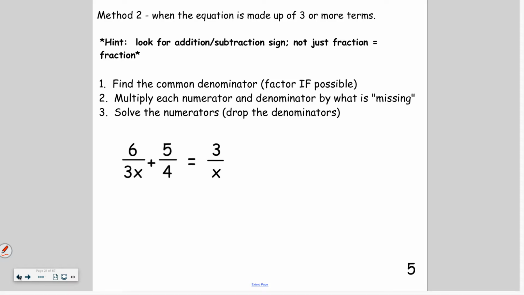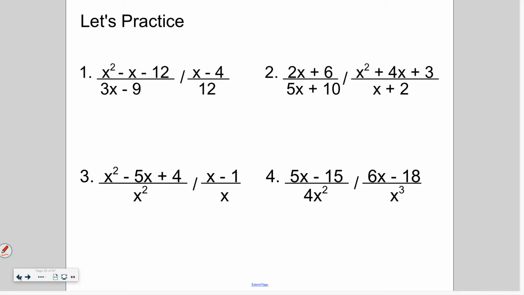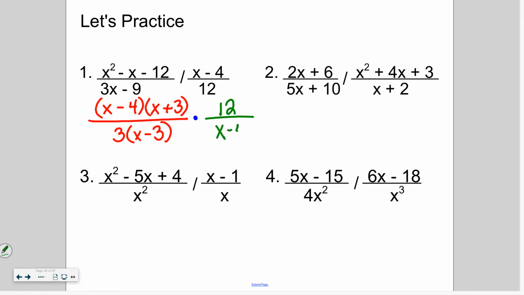All right, so if I look at this first one, I'm going to keep that first one. I'm going to go ahead and factor as I'm doing this. So x minus 4, x plus 3 over 3 is what I can take out. So x minus 3. I'm going to change it to multiplication. Then I'm going to flip the second fraction. So 12 over x minus 4.